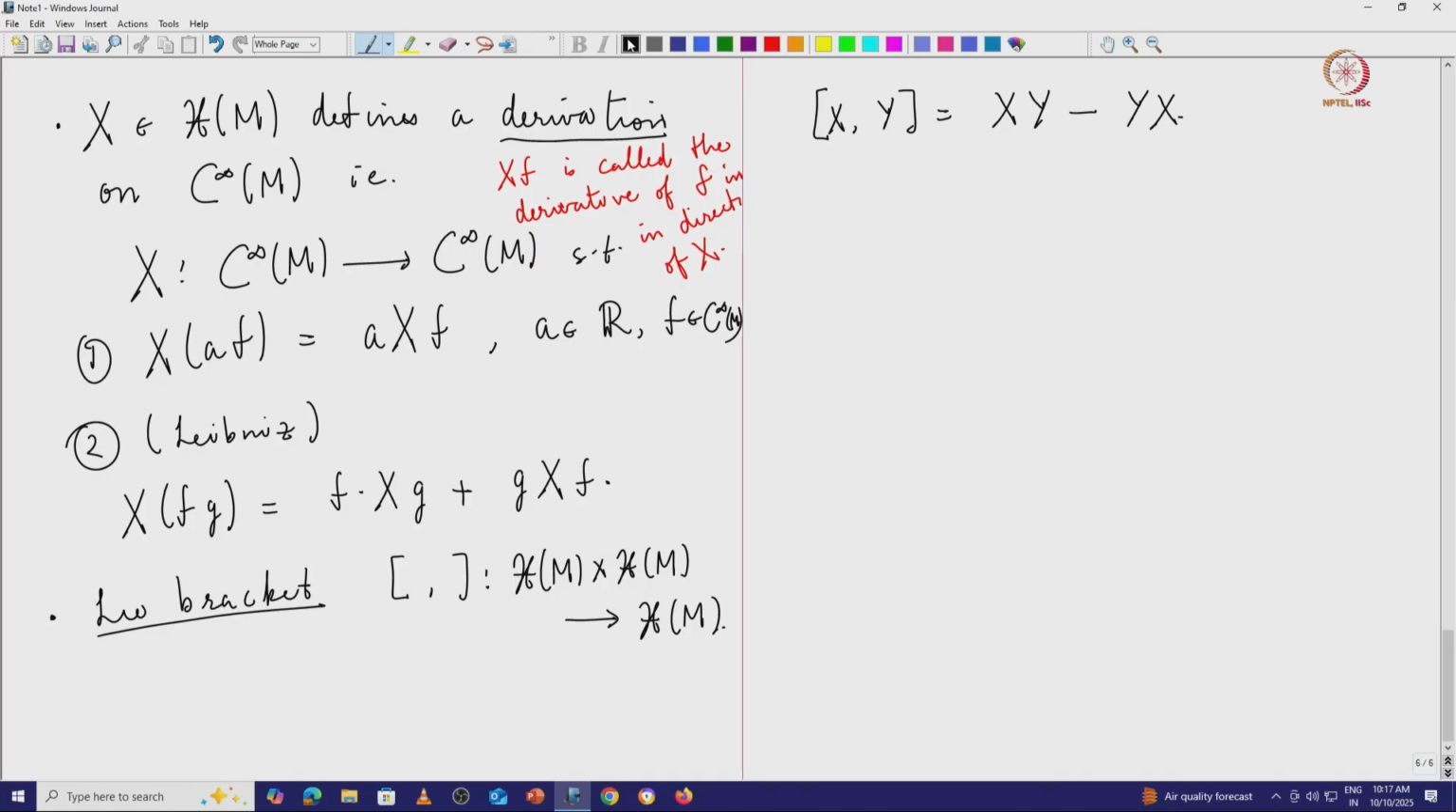So vector fields represent first order directional derivatives of functions, but here you seem to be taking two derivatives, right? You're first applying Y, then applying X, and similarly here. But it turns out that when you subtract these two quantities, you actually end up with a first order derivative. So this is an exercise which, if you haven't seen this, it's a good exercise to work out, that this actually defines a vector field on your manifold.